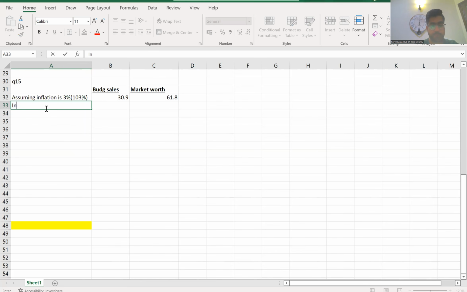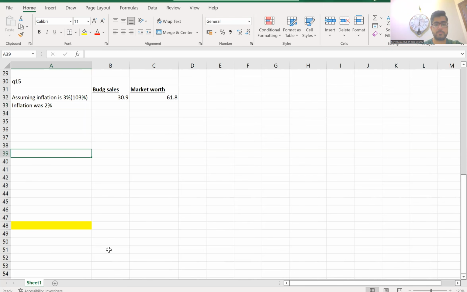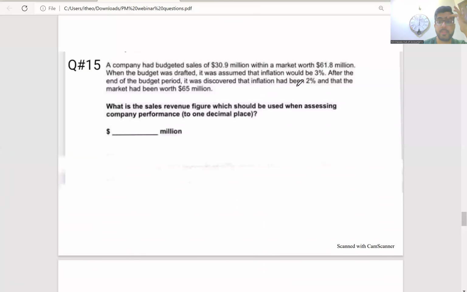But inflation was 2%, and the market was 65 million worth. What is the revenue figure which should be used when assessing the company's performance? Okay, what is the better revenue figure? Simply.